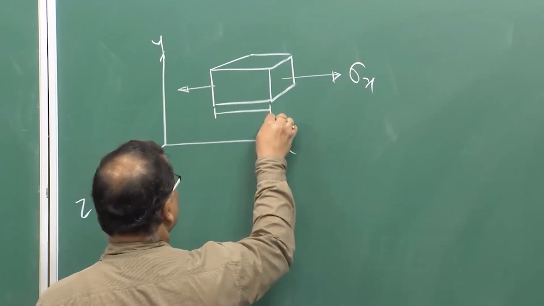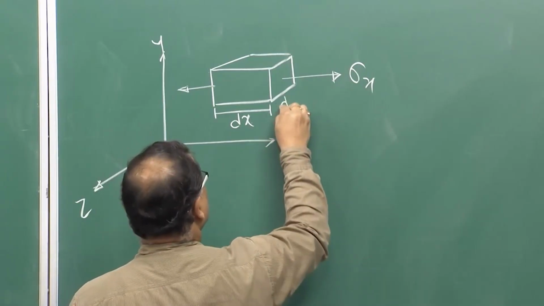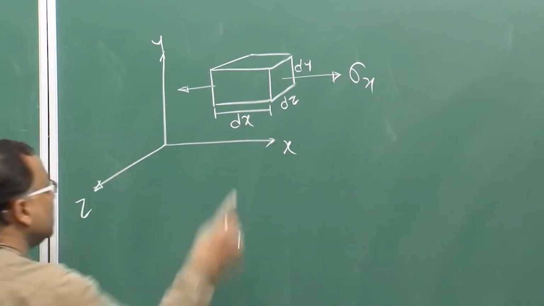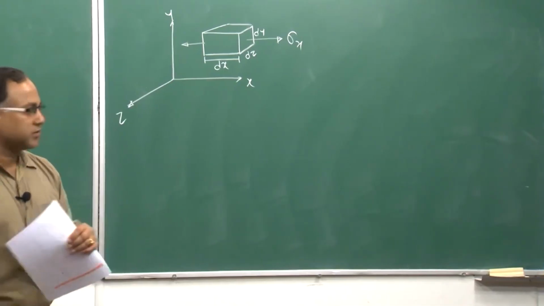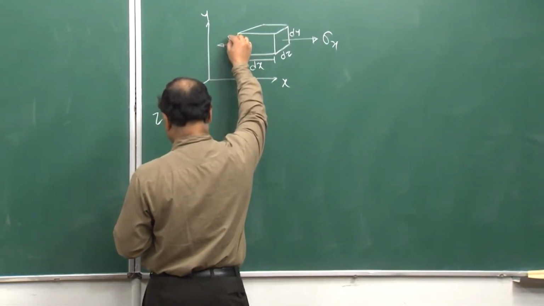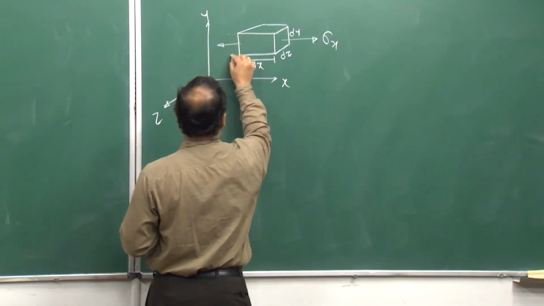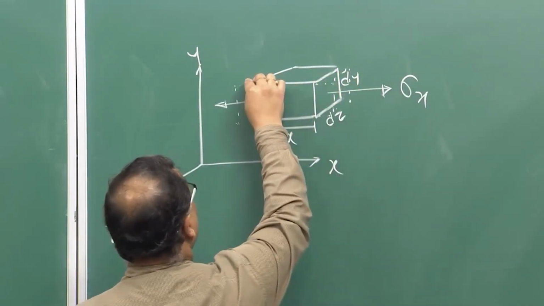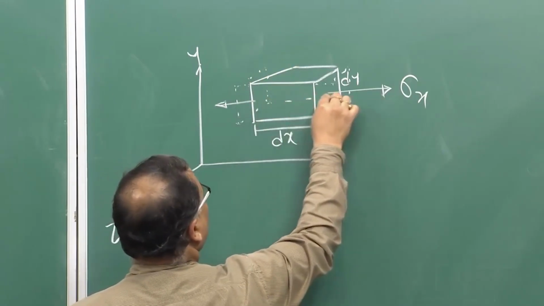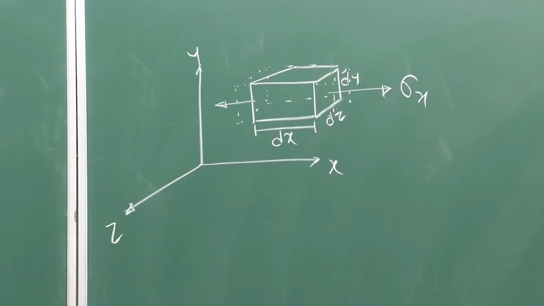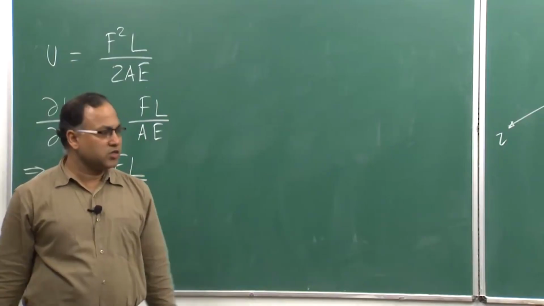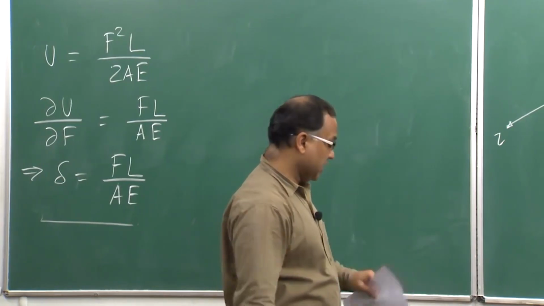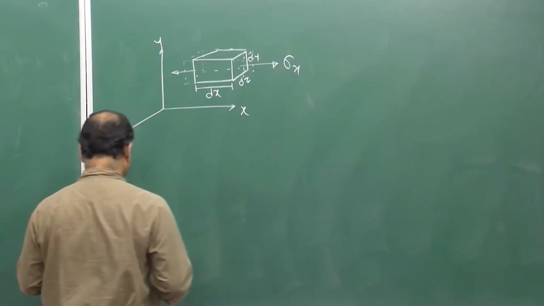The original dimension was dx, dz, dy. Due to this application of sigma x, that means we are applying one tensile stress, you will be getting the elongation of the body. So, this is the elongated body. You will be getting some unidirectional elongation. Of course, the Poisson's effect will be there, but you will be getting some elongation in the x direction. That elongation is nothing but your epsilon.